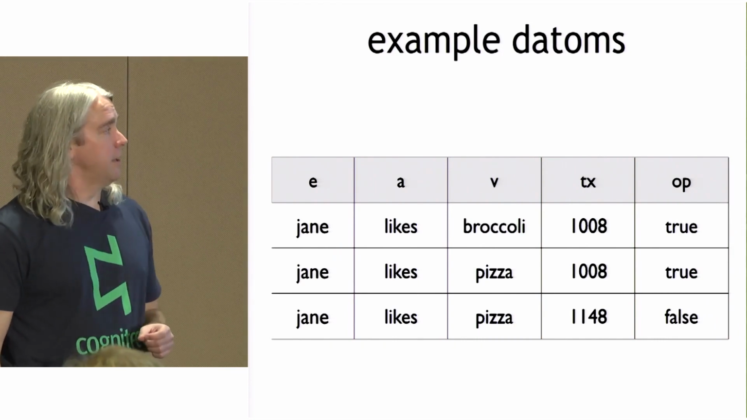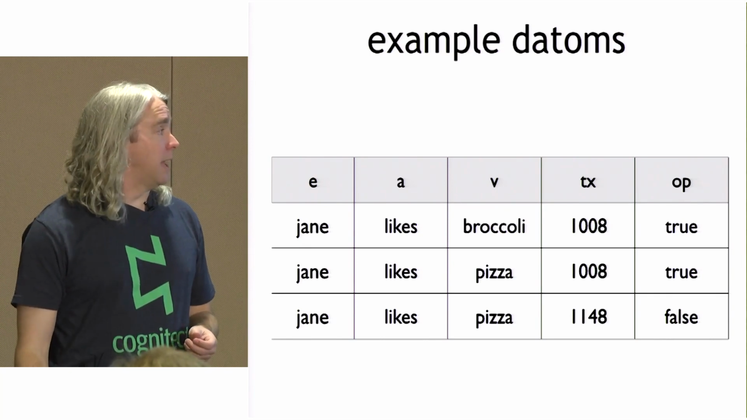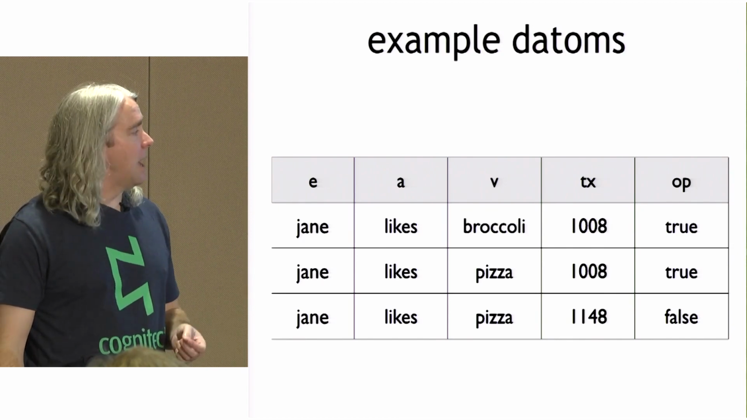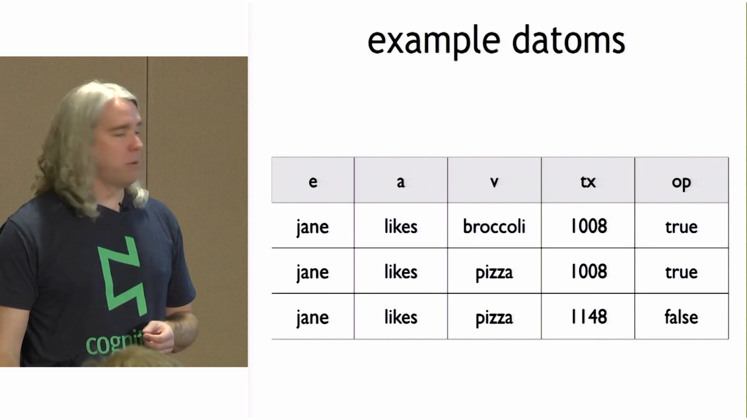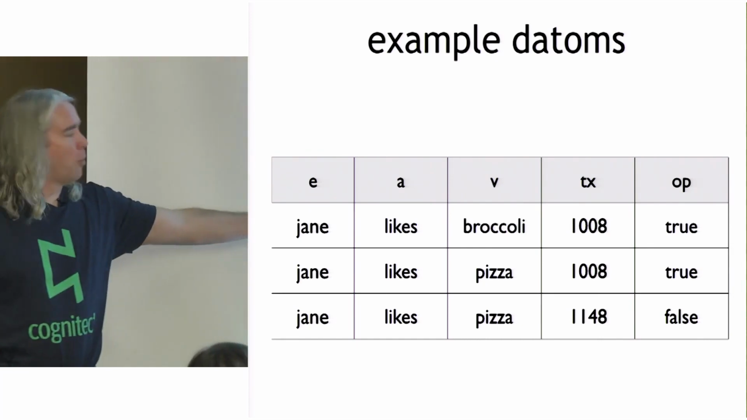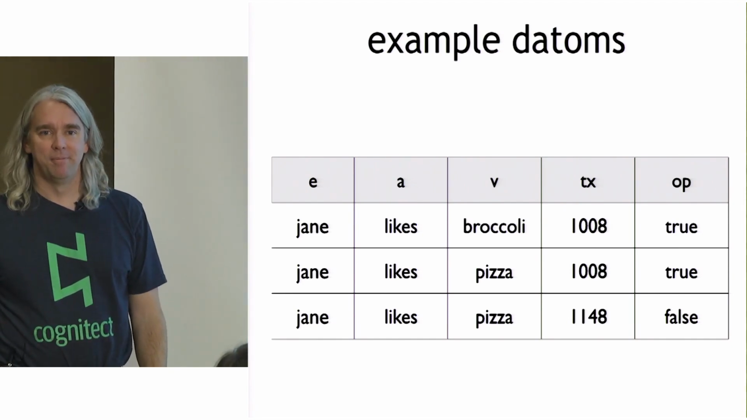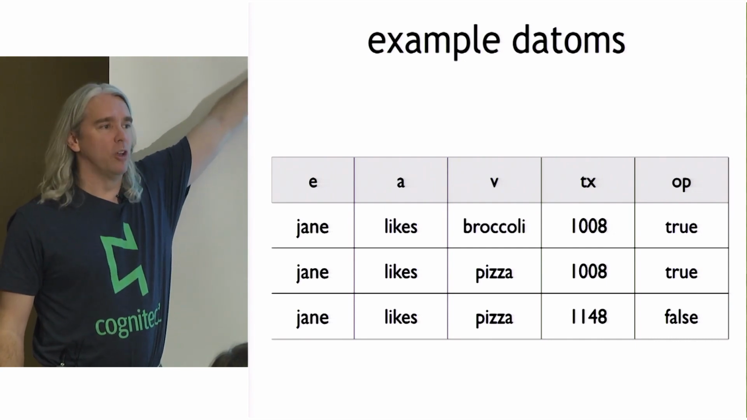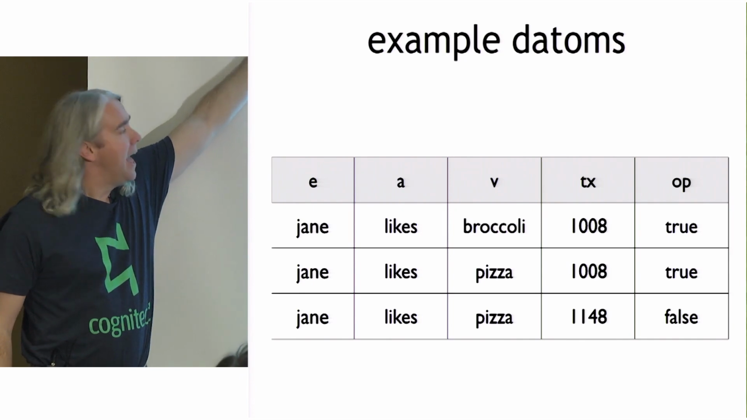Jane likes broccoli. As of 1008, true. Jane likes pizza as of 1008, true. But Jane likes pizza as of 1148, false. So the net of these 3 facts, if we're at a point in time 1148 or after, how much do we actually know about Jane? After 1148, the only thing we know is she likes broccoli. So if you were looking at the right now view of the world, you would see only that she likes broccoli.